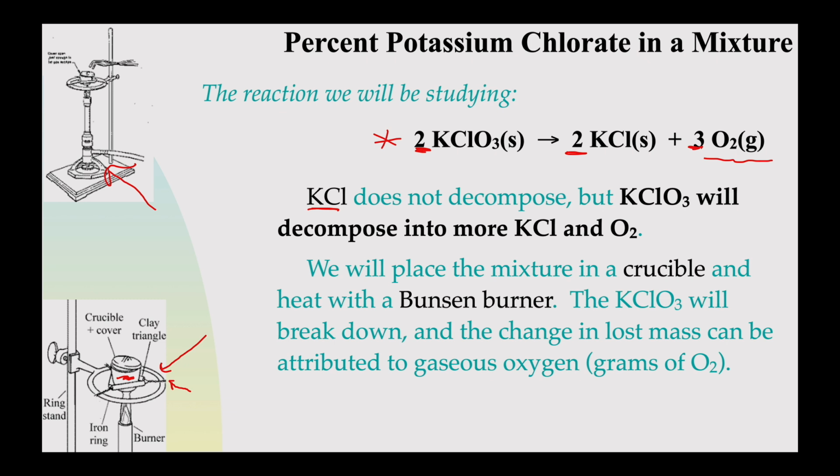Now, it doesn't state it on this slide, but we're also going to use a catalyst, which is MnO2, manganese(IV) oxide. The MnO2 just makes this reaction occur a little faster than it would have done normally. So all these things together, we'll be able to use this to figure out how pure our original sample was.